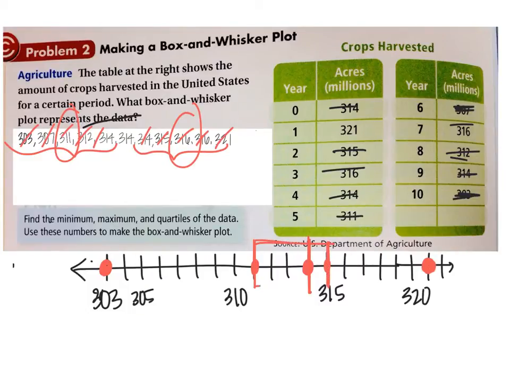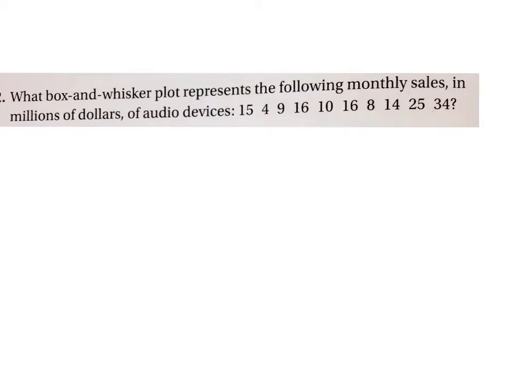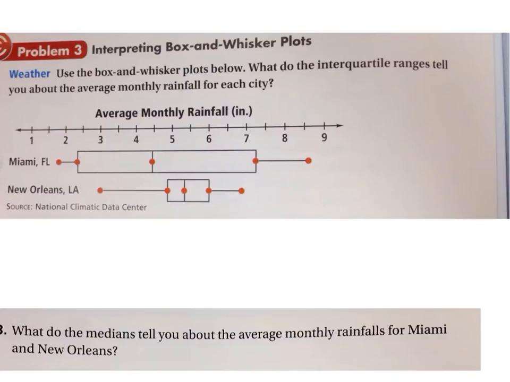So draw your box for your box and whisker plot. And then draw your whiskers. And there you go. You've made a box and whisker plot. Okay, you can practice on this. I'm not going to do it for the video, but if you want to see if you can make a box and whisker plot, go ahead.